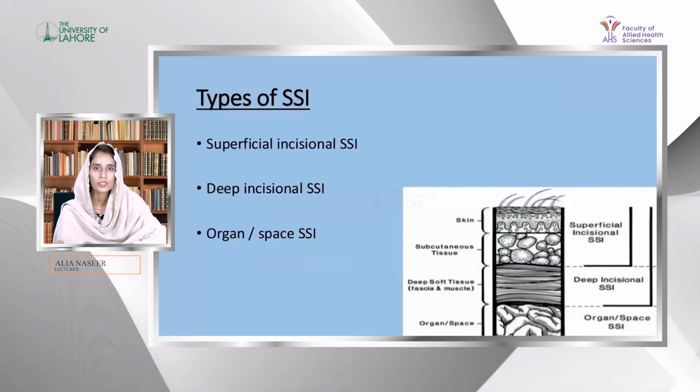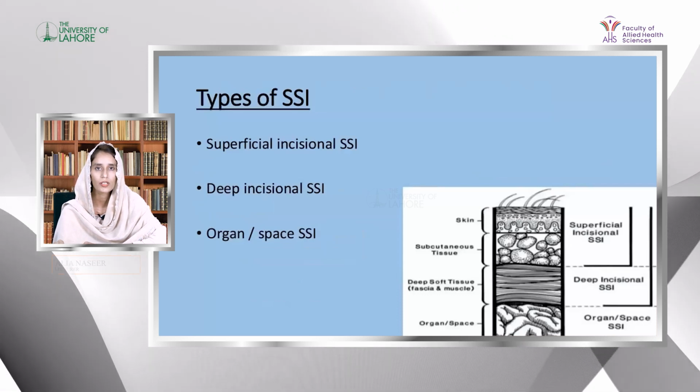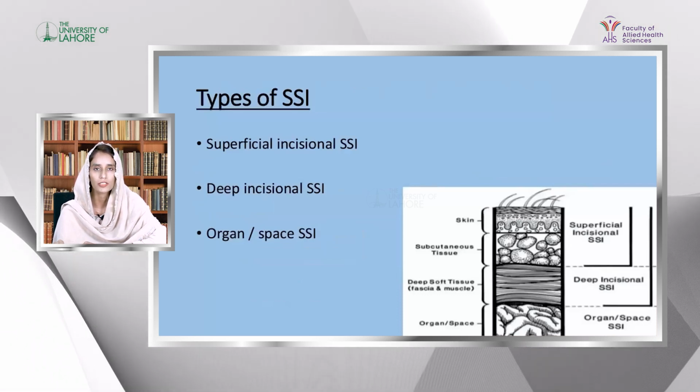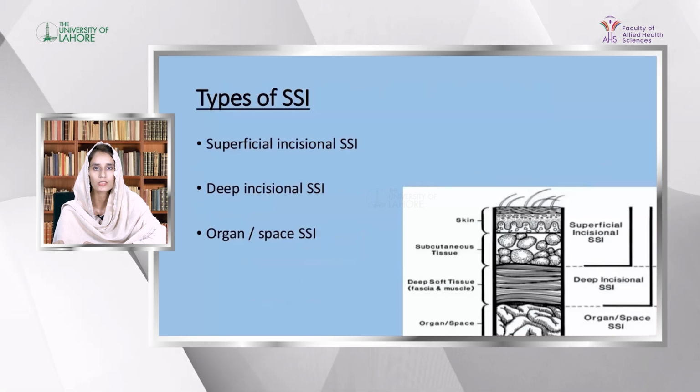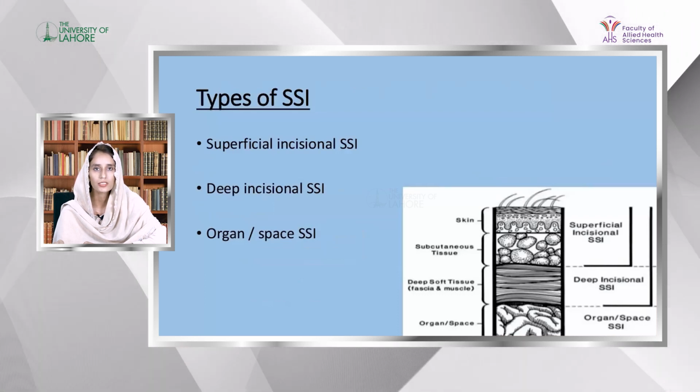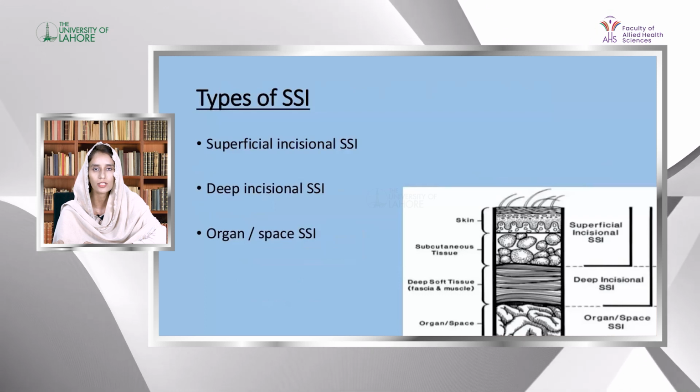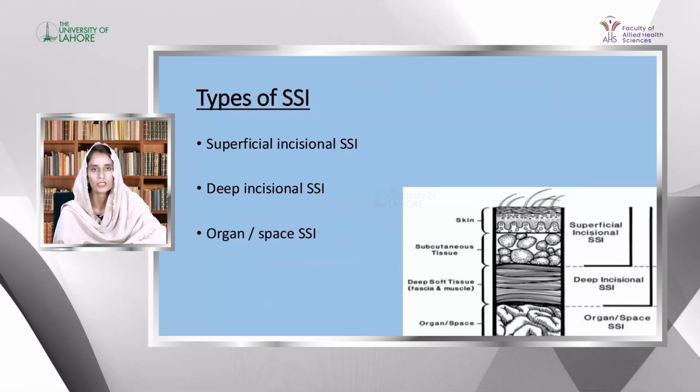Next are the types of surgical site infection. Here are the three types of surgical site infection. First is the superficial incisional surgical site infection. Second is the deep incisional surgical site infection, and third is the organ space surgical site infection.